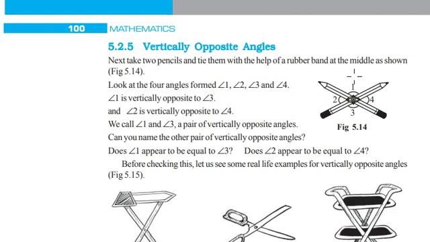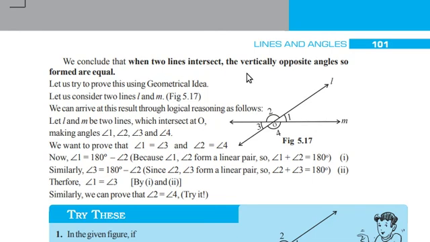We say angle 1 and angle 3 are a pair of vertically opposite angles. Similarly, angle 2 and angle 4 are vertically opposite angles. When two lines intersect, the two vertically opposite angles so formed are equal. But how do we prove this statement?